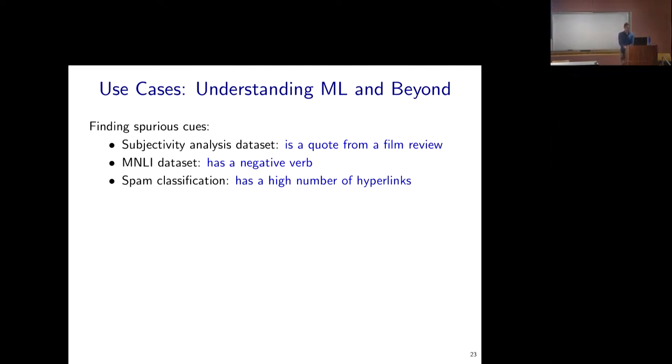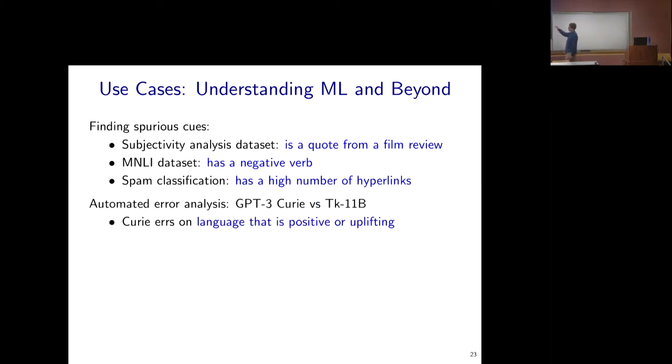The spam class has a high number of hyperlinks, and if you fine-tune BERT on this data set and use it as a spam classifier, and then take your own emails and add hyperlinks to them, it does start to classify them as spam. So it's a real spurious cue.